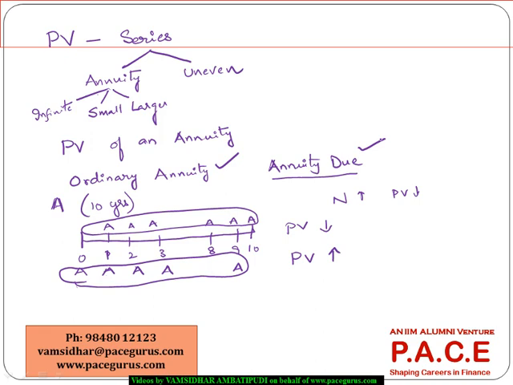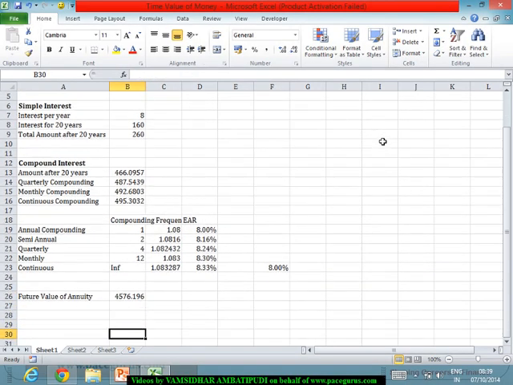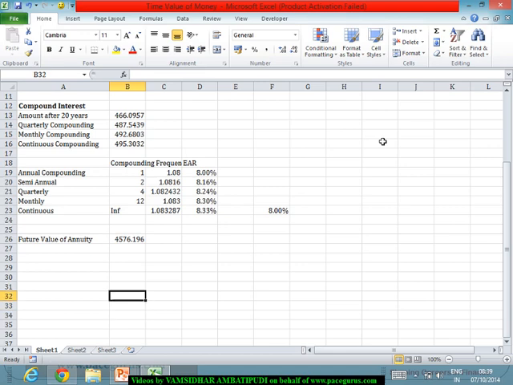Let's try out some formulas from the spreadsheet directly. Let me assume I'm going to receive 1000 every year. In Excel, we typically call it recurring payment or PMT. I'm going to receive 1000 every year for a 10-year period. And let's say the annual interest rate that is applicable in this case is 8%.